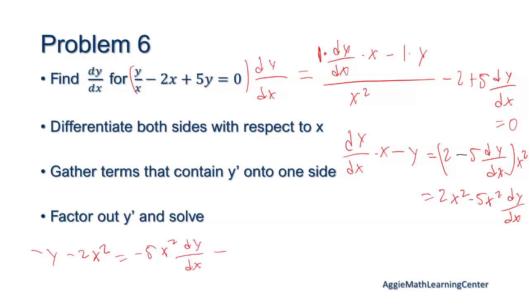minus x dy dx. So then if I factor this out, I can say, gosh, I'm gonna run out of space. I can say this is also equal to negative 5x squared minus x dy dx. I'm super out of space. Do right in between the lines. Just do arrows.